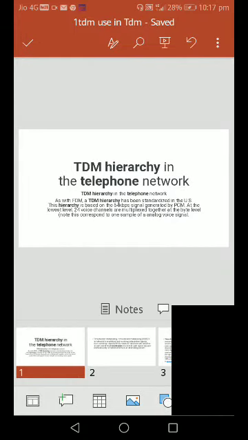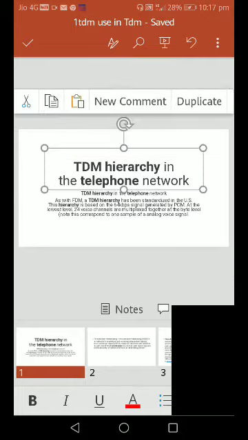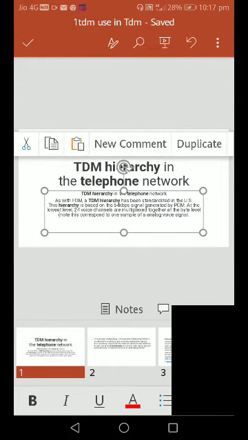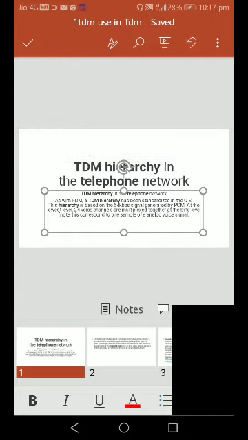TDM, time division multiplexing, used in hierarchical structure. Time division multiplexing is used in telecommunication systems. How to use this time division multiplexing? It is a hierarchical structure used in the telephone network.